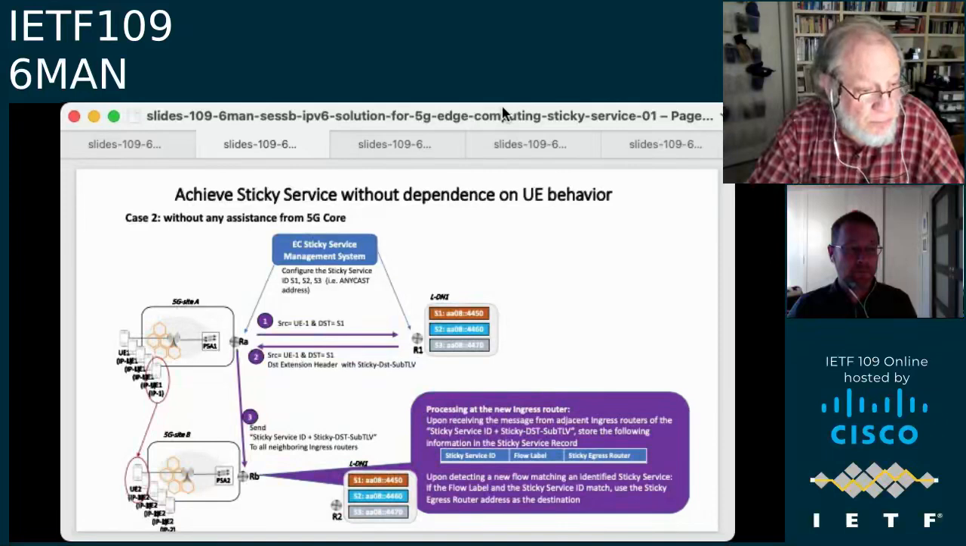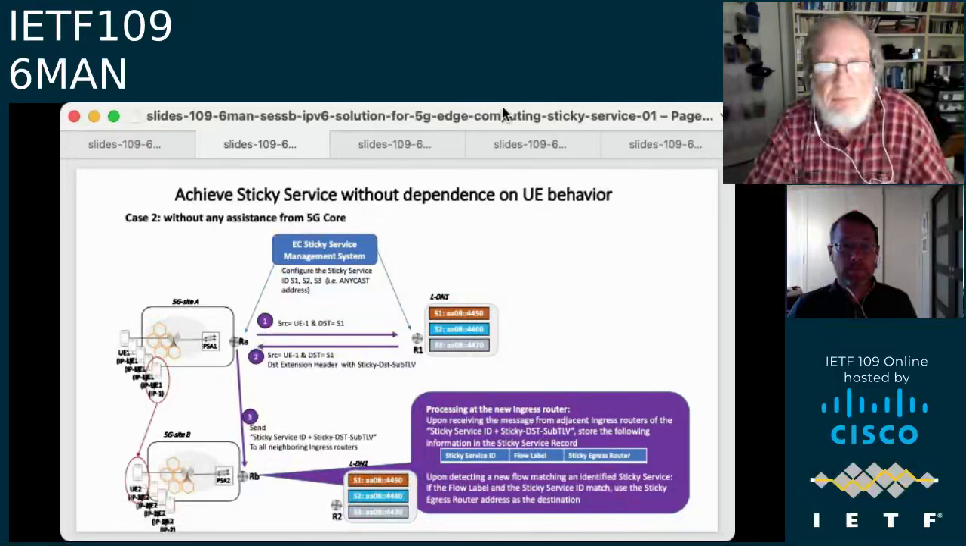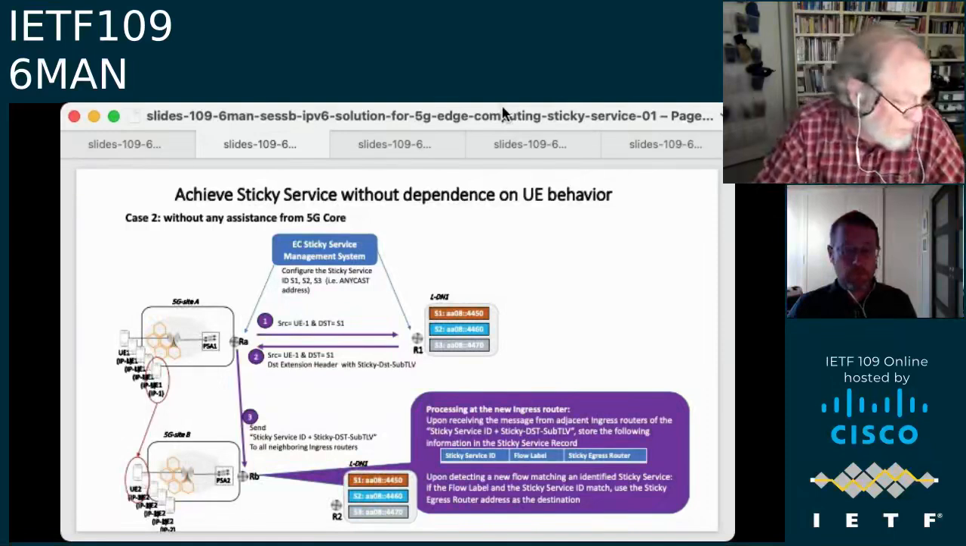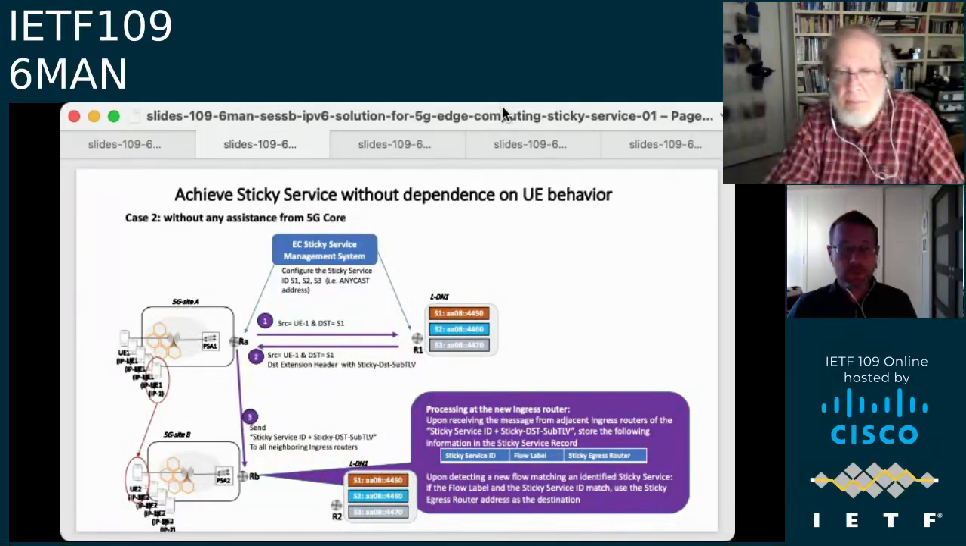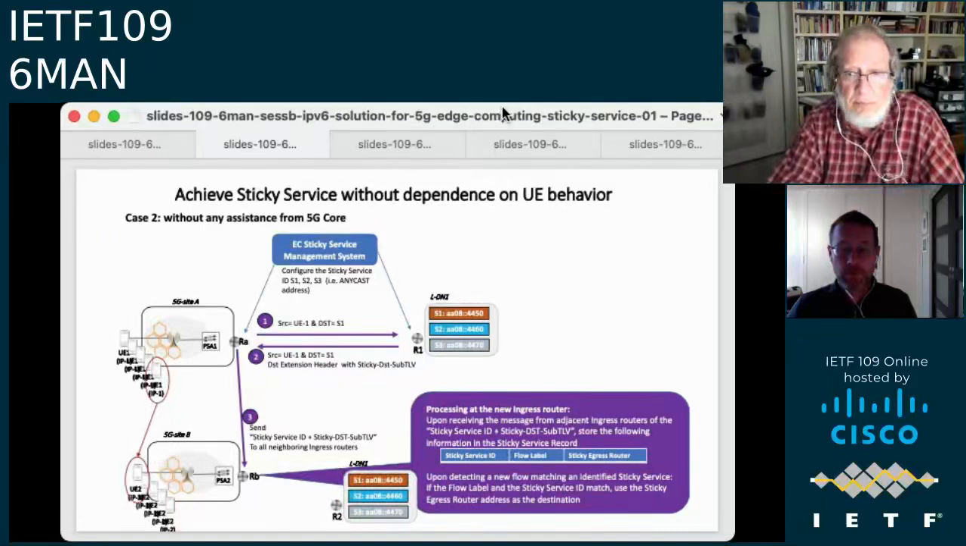So if the local data network doesn't get any assistance from the 5G core, then every time the ingress router receives a packet with the destination extension header embedded, it needs to inform its neighboring routers. Assume that, say, 5G site A has an ingress router with, like, 10 immediate neighbors. Then it needs to send this destination header information to all the neighboring ingress routers.